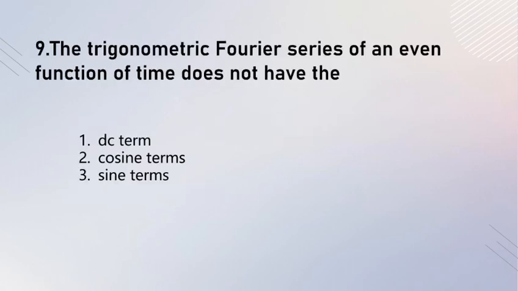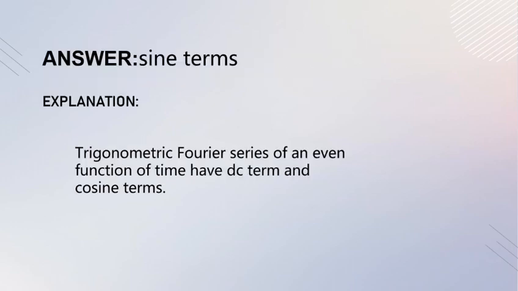The trigonometric Fourier series of an even function of time does not have the sine terms because the trigonometric Fourier series of the even functions of time have DC terms and cosine terms. It does not have the sine terms.